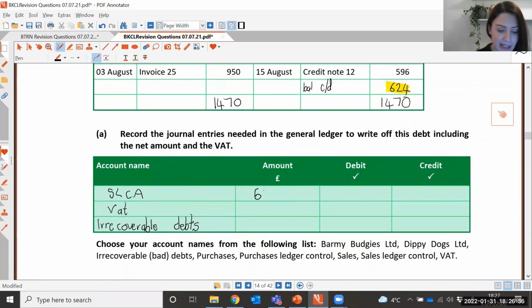So it is £624. Remember, the sales ledger control account is an asset account. So when a credit customer purchases goods from us, it increases the asset, or it increases the amount that they owe us. So it would be entered onto the debit side originally. But then because they're not going to pay that amount and we need to write it off, in order to reduce the asset, we need to credit the account.